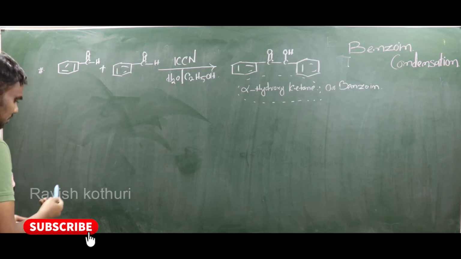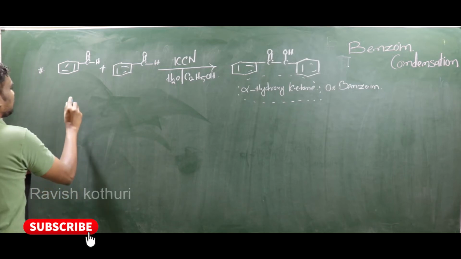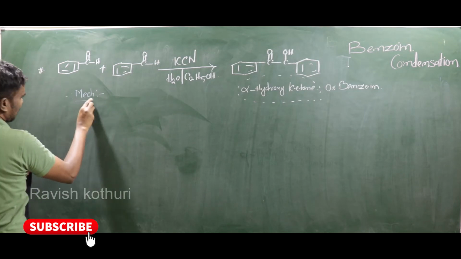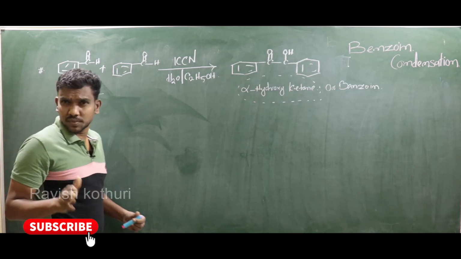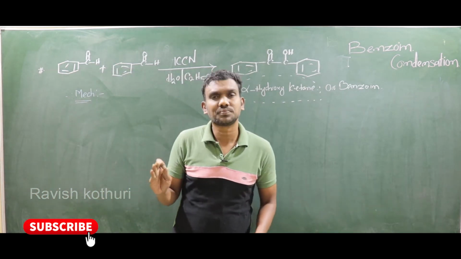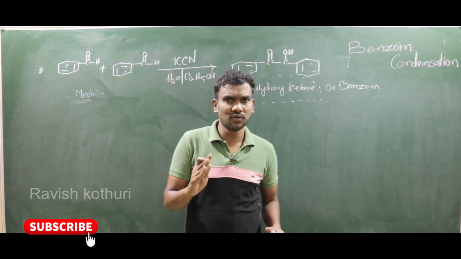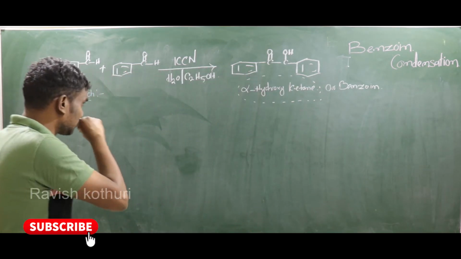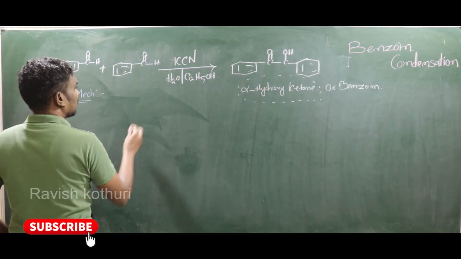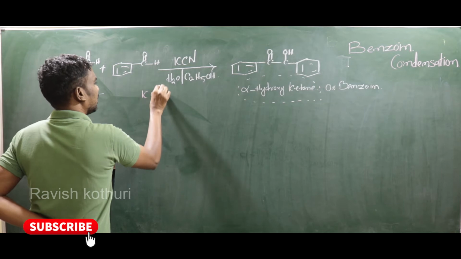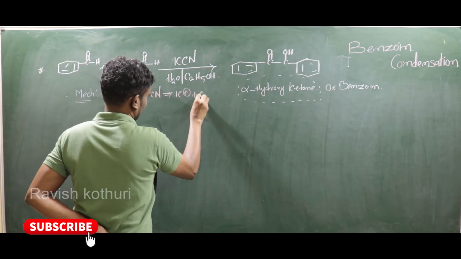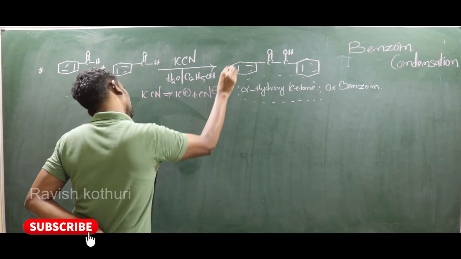Now observe carefully here. The mechanism is very important. Two steps are involved in this reaction mechanism, the first step and the second step. Observe carefully. In the first step, KCN dissociates into K plus and CN minus.